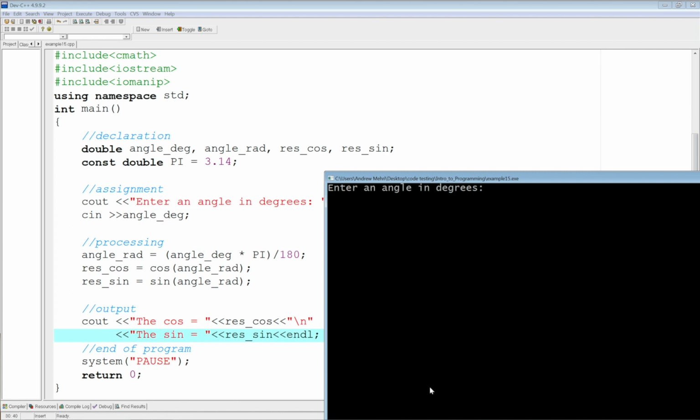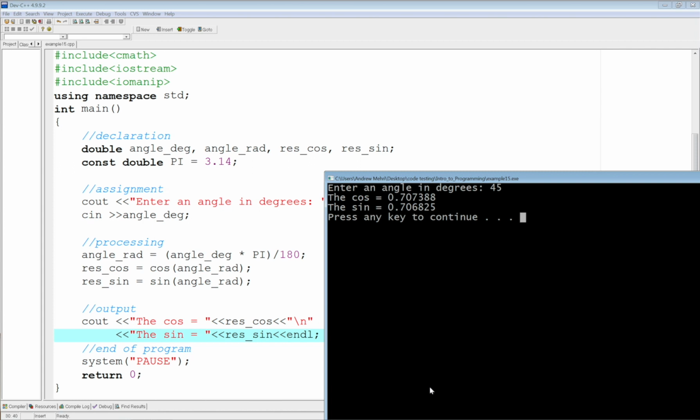Now, just to test it out, we know if we picked 45 degrees, for example, then the sine and cosine are going to be equal, right? Remember a little bit of trig? So let's try that, 45. Let's see if we get that. And sure enough, we do, right? Cosine of 45 degrees is 0.7. Sine of 45 degrees is 0.7.